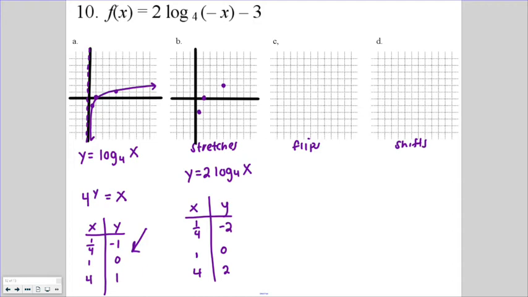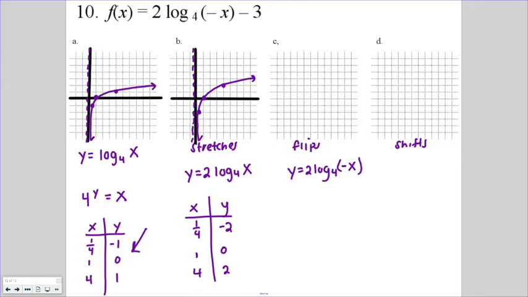We still have that asymptote sitting on the y-axis. The stretch doesn't change that, and I'm just going to graph that function. Okay, so we've got our stretches. Now we do have one flip. So the flip, if I'm writing the equation here, would look like this. It's that -x on the inside.